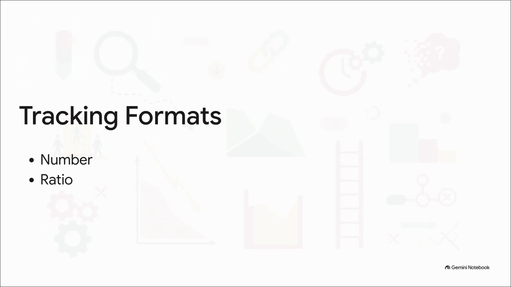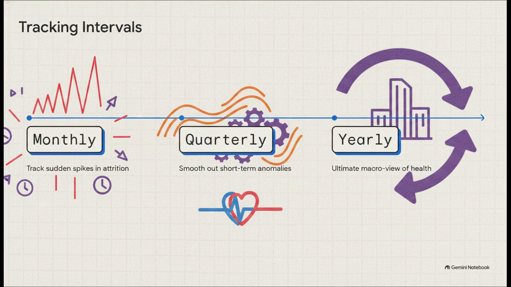10 people leaving a tiny department of 20, that is a massive structural crisis, right? That's a 50% ratio. But 10 people leaving a sprawling division of 5,000, barely a blip. By tracking both the raw number and the ratio, we make sure our evidence isn't distorted. And of course, this investigation isn't just a one-off, it's ongoing. The data is gathered across 3 distinct intervals in time: monthly, quarterly, and yearly.